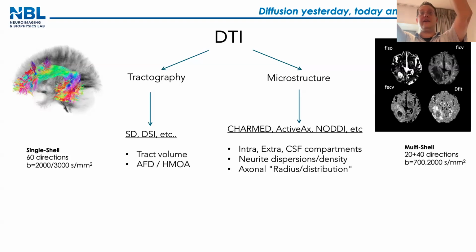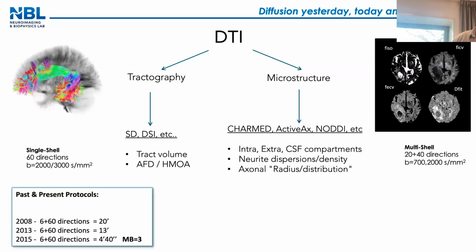So DTI had two brothers: microstructure and tractography. They were doing different things, with different acquisitions and different projects. For a time you had to choose one of the two, or you could acquire two different datasets.